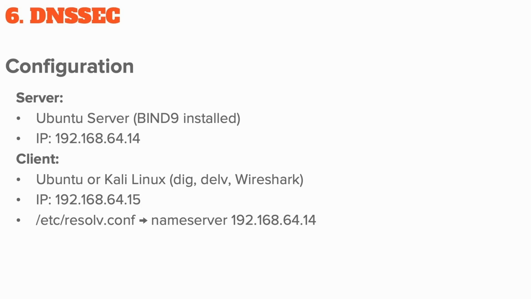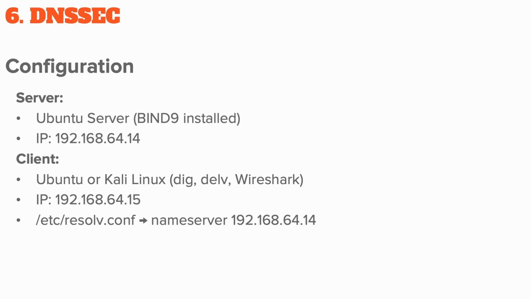Configuration. In this configuration, I use an Ubuntu server. The IP address is 192.168.64.14. On the client, I use Ubuntu. The IP address is 192.168.64.15.